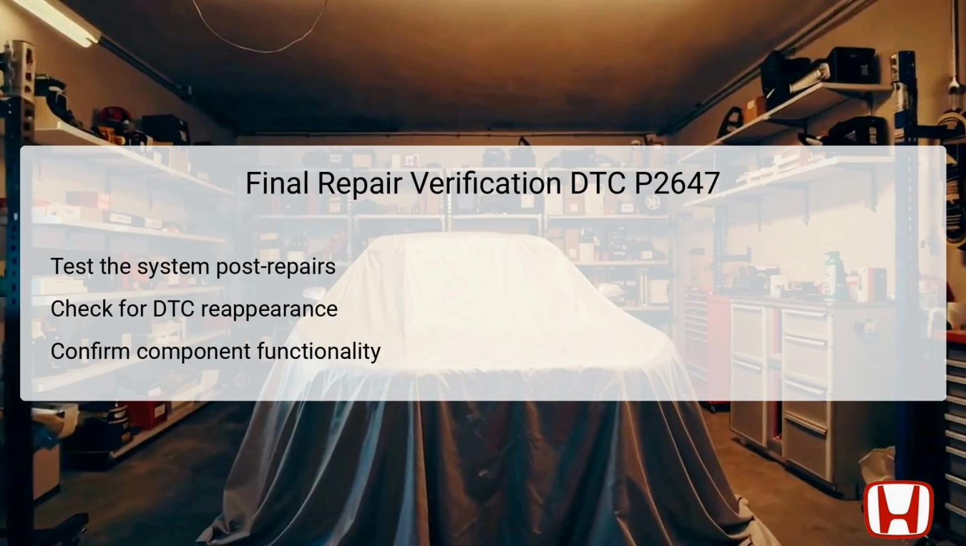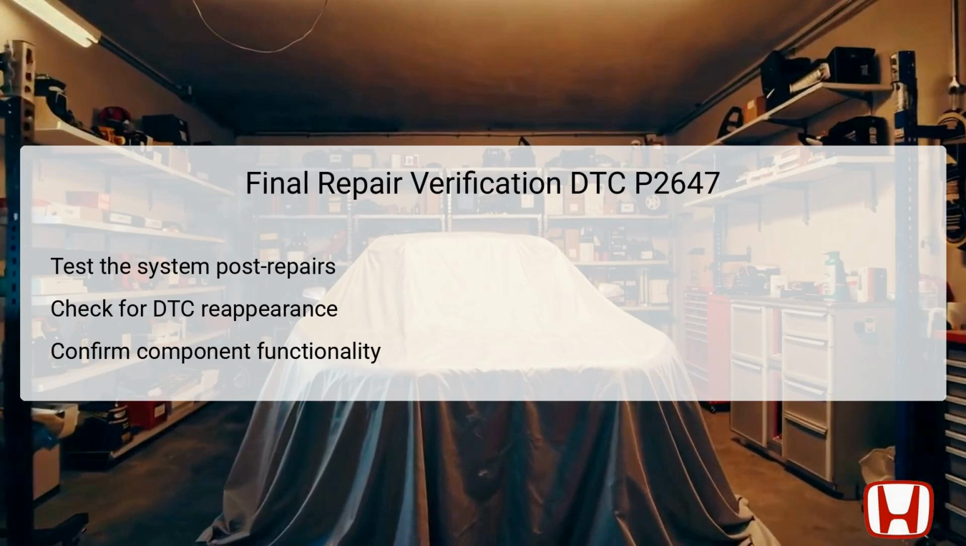After completing all necessary repairs related to DTC P2647, conducting a final verification of the system is essential to ensure everything is functioning as intended. Begin by retesting the VTEC system to confirm that no DTCs reappear. Utilizing the HDS for re-diagnosis can offer insights into whether the repairs effectively resolved the high voltage issue within the rocker arm oil pressure switch circuit.